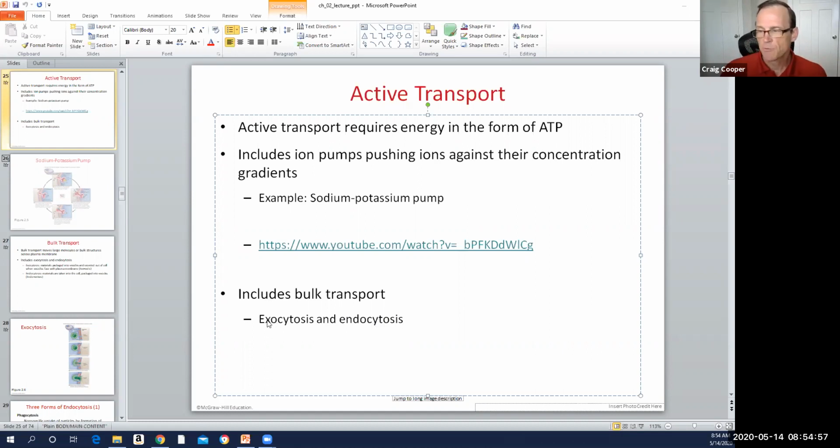So the EX refers to exiting the cell. You can think about the EN, even though N is IN, I know, that's kind of the way I keep it straight. So it's going to let things in with endocytosis. It's going to let things out with exocytosis. So let's look at those two processes real quick.